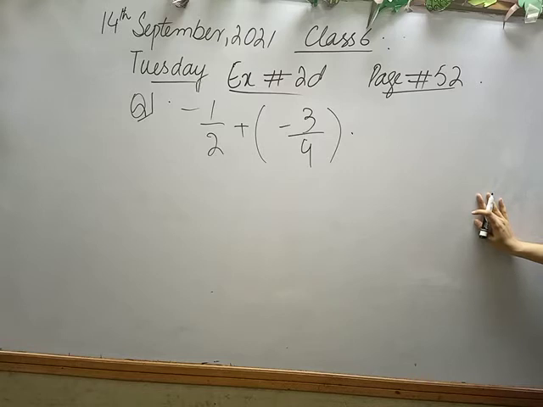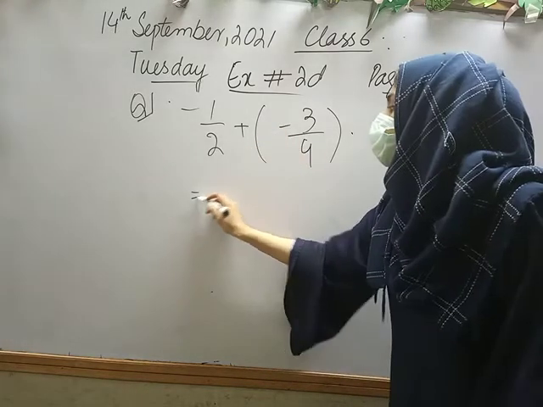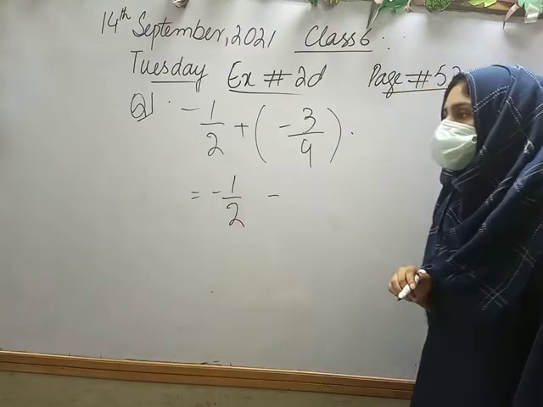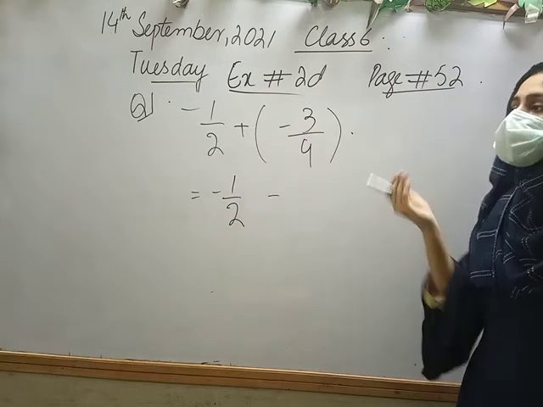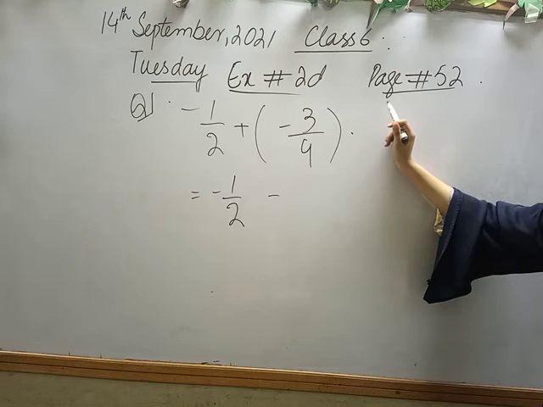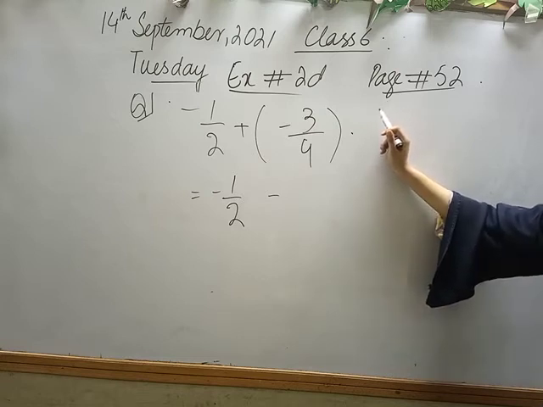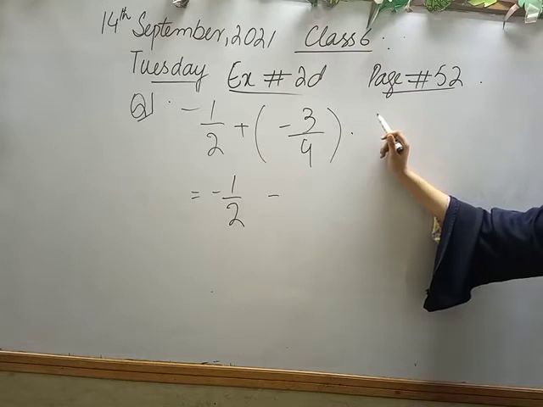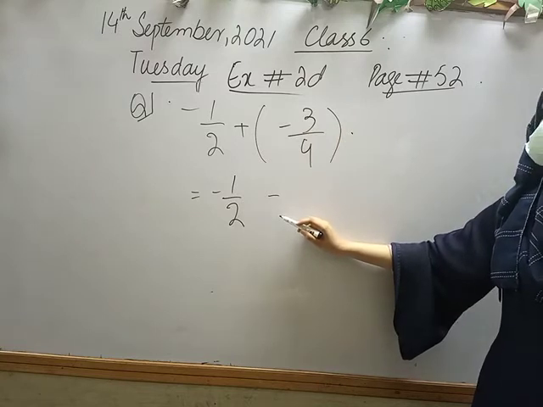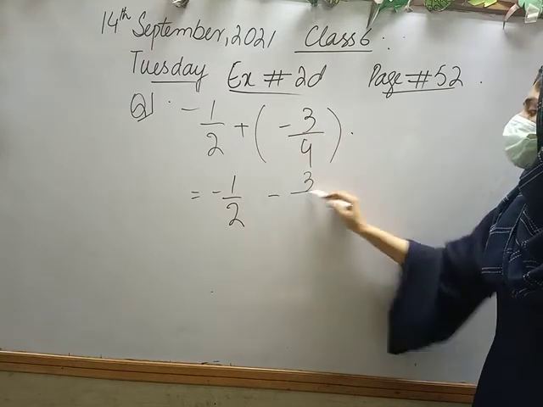Now here a bracket is being used, so we solve it first. Minus 1 by 2 as it is, plus minus minus. And why will I use multiplication involving negative signs? Because if you look, class, we have no number in between of them. Plus minus minus. Okay, now I will write 3 by 4.